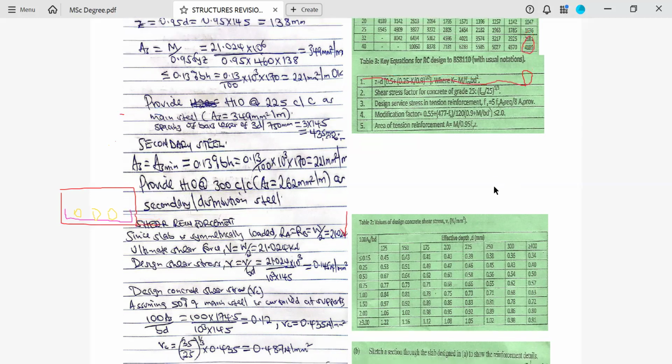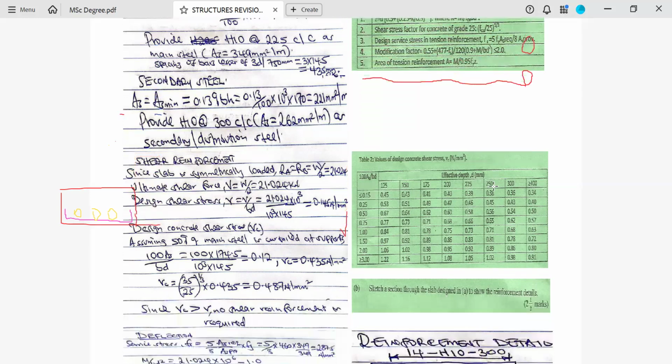And then now we go to design concrete shear stress, vc. Now we say assume 50% of main steel is curtailed at support. Curtailed at support means that because bending moment is 0 at the support, the bars don't all reach the support. Let me illustrate what curtailment means. So this is my slab. I have the reinforcement bar. If I have my bar here, it will come this direction.